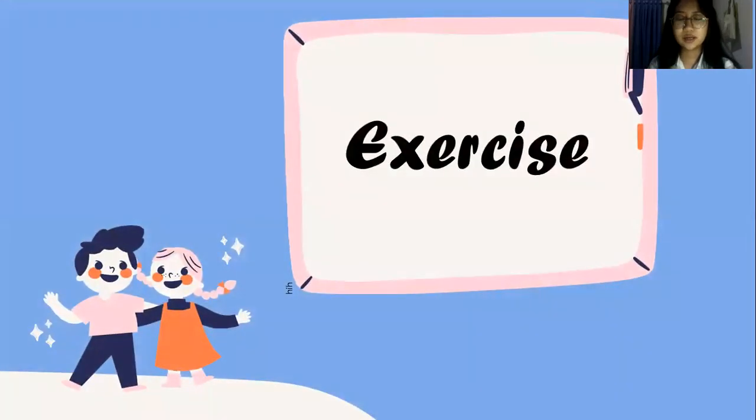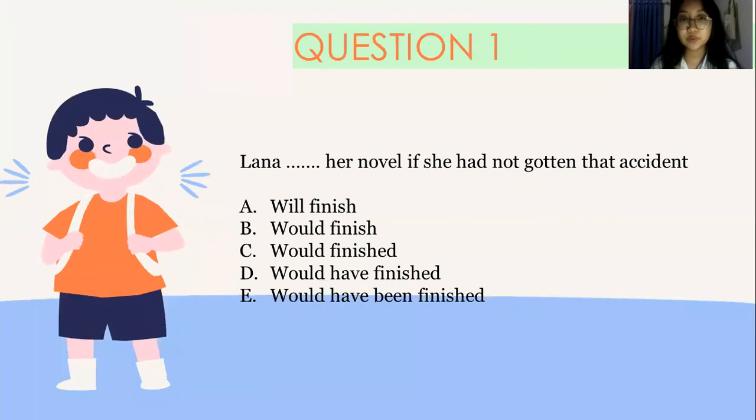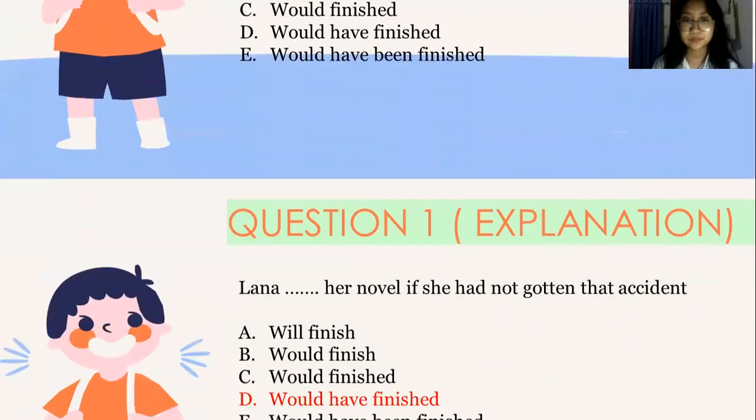Next, we move on to exercise. For question number 1, Lana blah blah blah her novel if she had not gotten that accident. So the answer for this question is D. Why? I will explain why the answer is D.